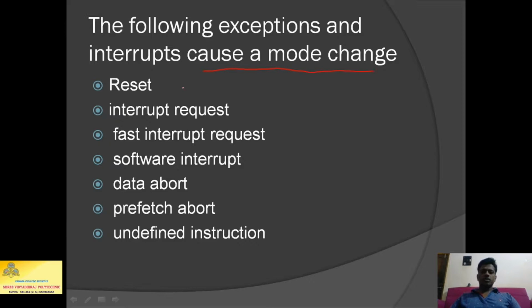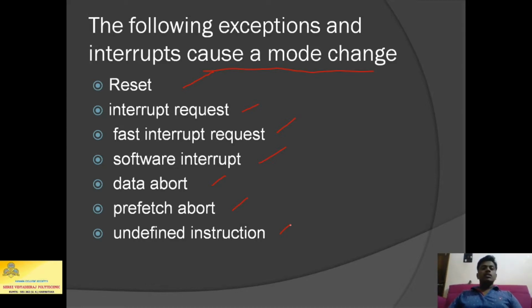What are those? The reset may change the mode. The interrupt request will change the mode. The fast interrupt request will change the mode. Software interrupts, data abort, prefetch abort, and undefined instructions. So these are the reasons, the exceptions and interrupts, to change from one mode to another mode.